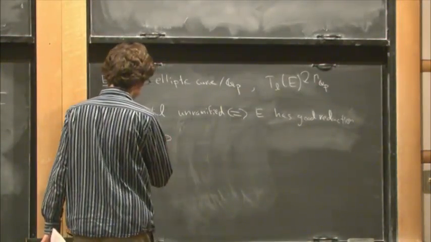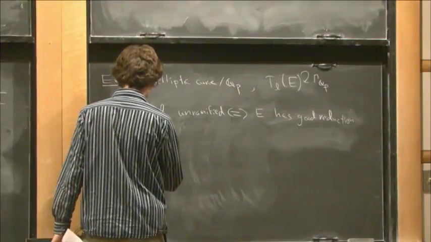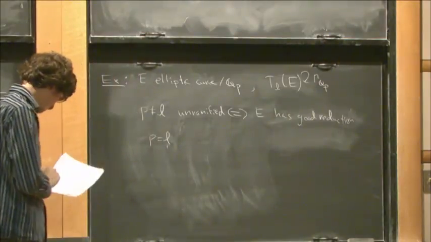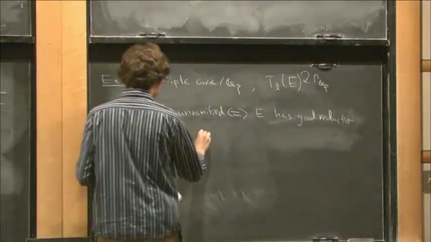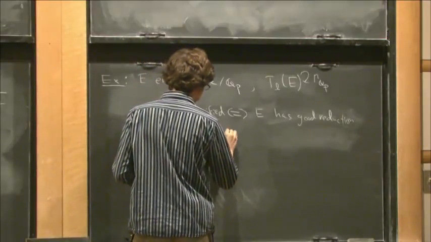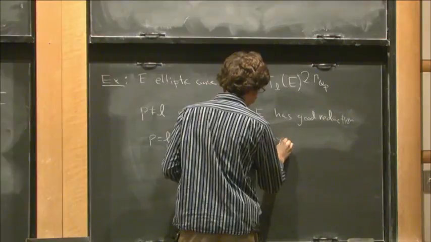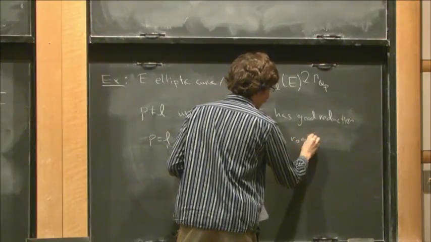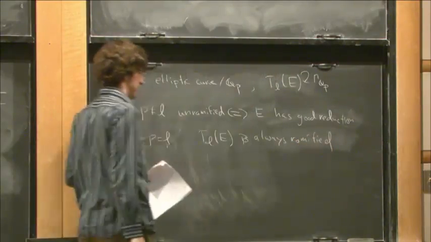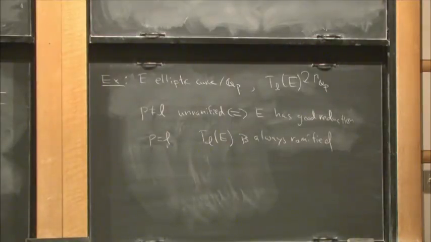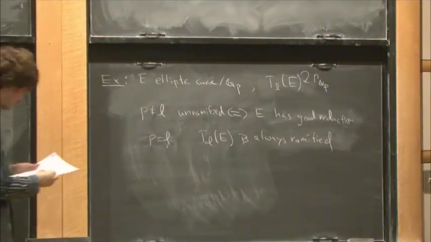So when L equals p, this L-adic representation is always ramified. And the equivalent condition, the unramified condition, becomes this more subtle condition in p-adic Hodge theory called the crystalline condition.